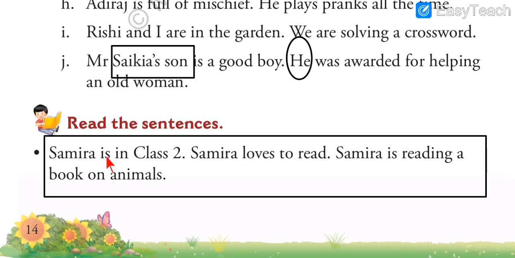Okay, Samira is in class 2. Samira loves to read. Samira is reading a book on animals. I repeat it again, students, just listen to me carefully. Where do I emphasize? Where do I put more pressure? Samira is in class 2. Samira loves to read. Samira is reading a book on animals. Now Samira, Samira, Samira, how many times repeated? It is repeated, right?